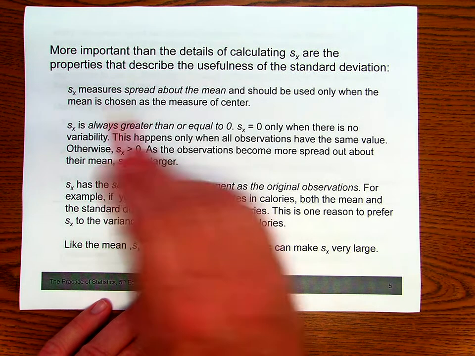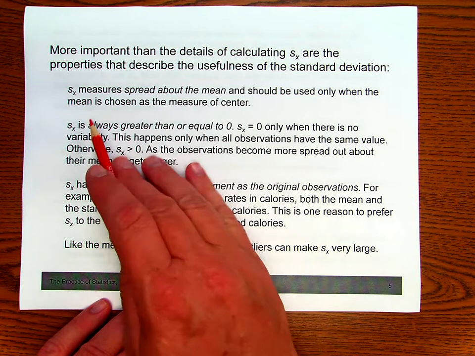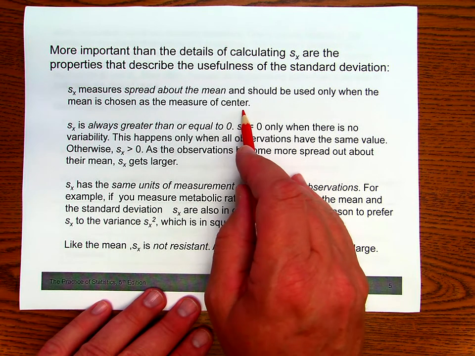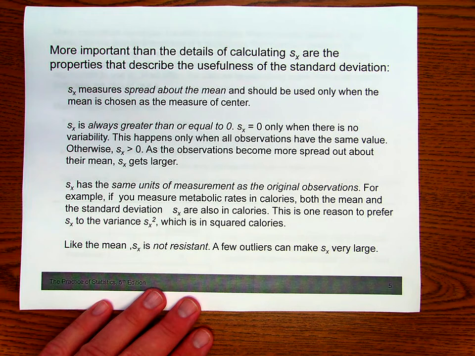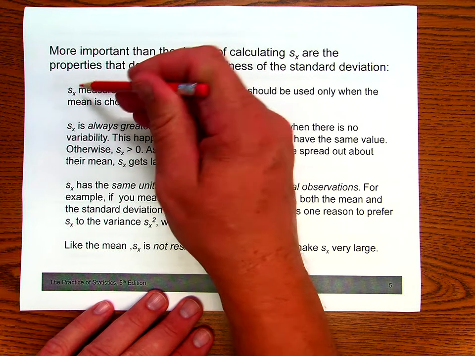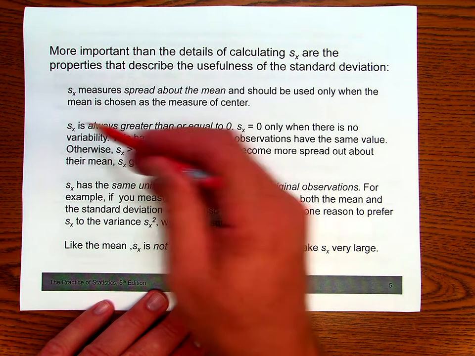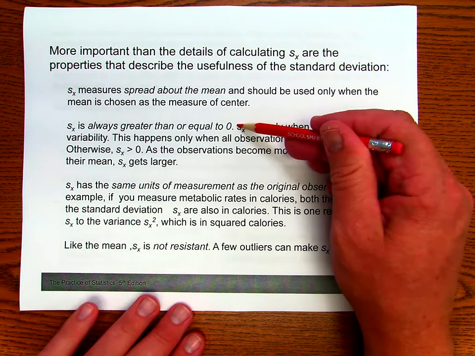Standard deviation measures spread about the mean and should only be used when the mean is chosen as the measure of center. So previewing something we're going to talk about in a slide or two, it's possible you choose median for your measure of center, or it's possible you choose mean. If you're going to use mean, then you always want to pair that with standard deviation.